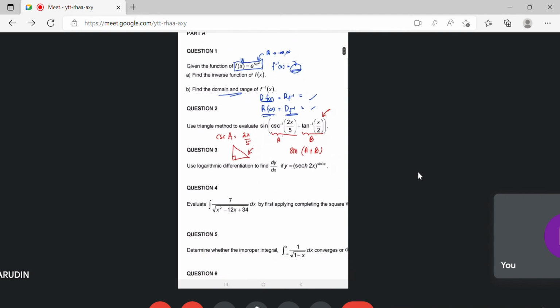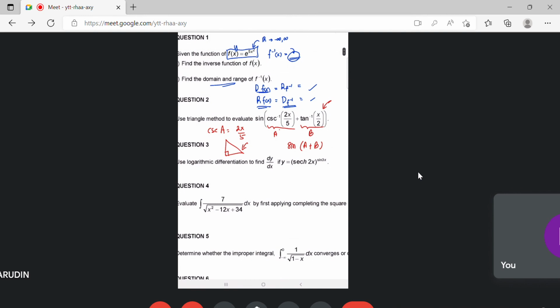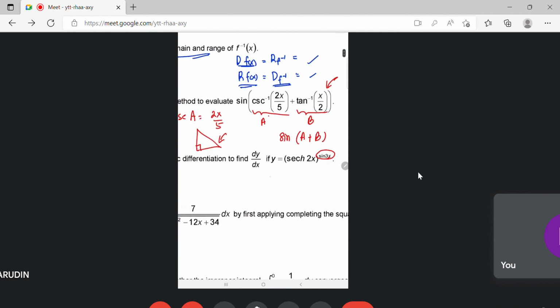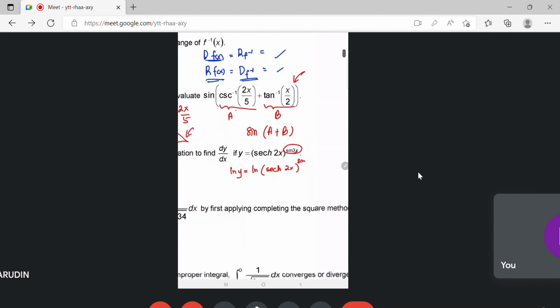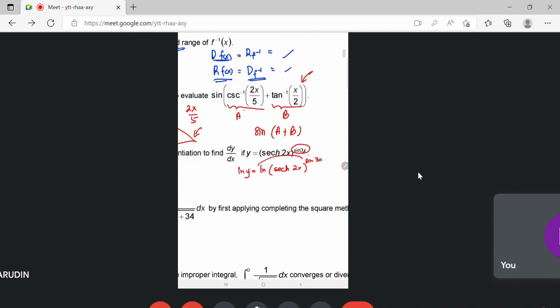Okay? Okay, so for number 3, use logarithmic differentiation. So sama jugalah macam di semester nanti akan keluar. Kalau you tengok soalan-soalan sebelum ni pun memang bentuk dia sama. Okay, untuk log differentiation, kenapa kita boleh guna pakai log? Nampak ni? Sebab power dia kita ada x. Sebab tu kita pakai log. So, ln y equal to ln hyperbolic secant 2x to the power sin 3x. Bila ada ln, kita boleh letak dekat bawah. So, ln y equal to sin 3x ln sech 2x. Okay.